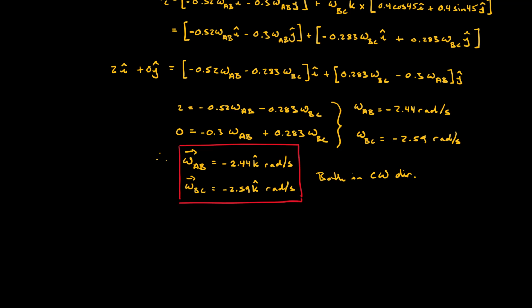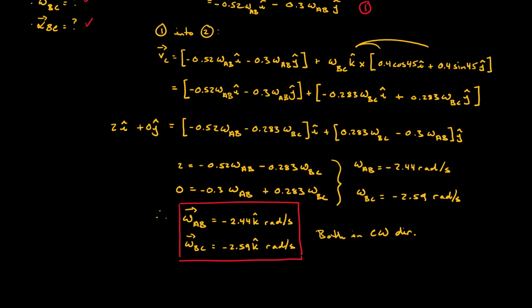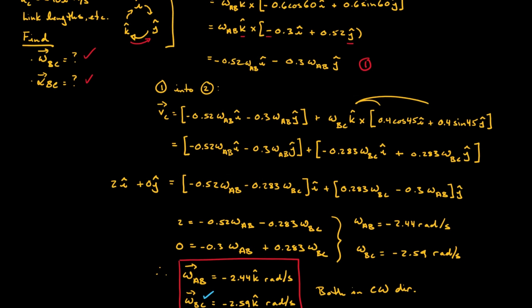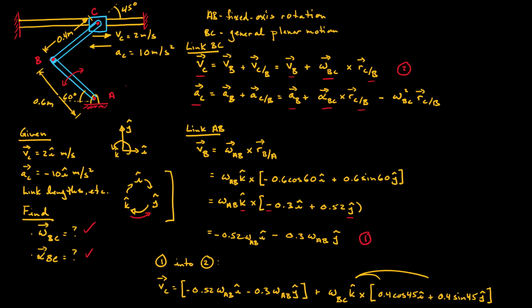Okay, so recall that we were asked for omega BC and alpha BC. So we have our first answer, omega BC. We're going to use the same procedure to find alpha BC. So up here, which I'll call equation 3, we have a relationship between AC and AB. Now, we have several unknowns. We are given AC in the problem, but we don't know AB, and we don't know alpha BC. We just found omega BC, so that helps. So we need another relationship for the acceleration of point B. And so what we're going to do is look at link AB again.